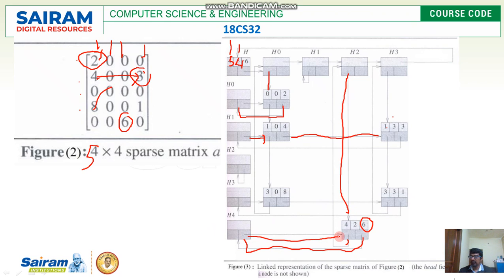So this is another application for linked lists. This is the way we represent a sparse matrix in the form of a linked list.